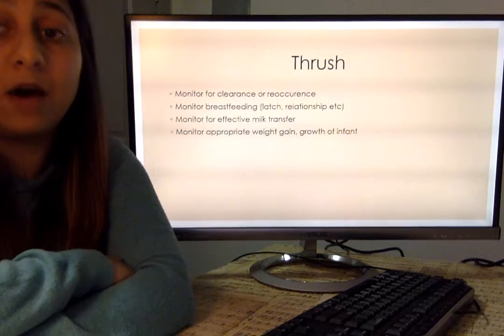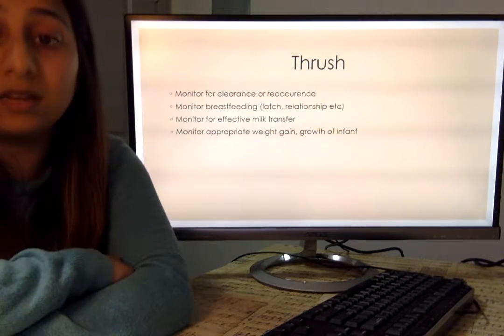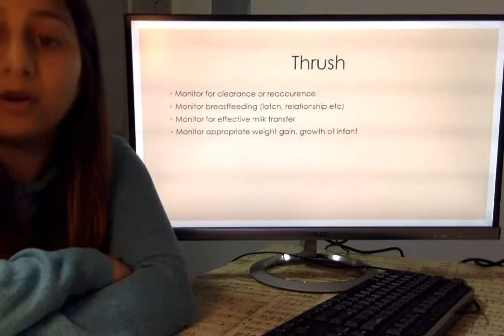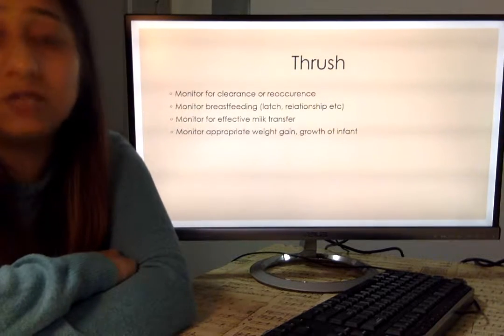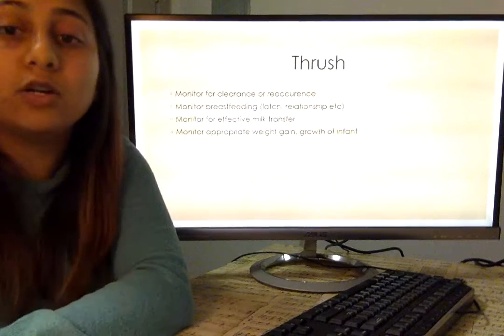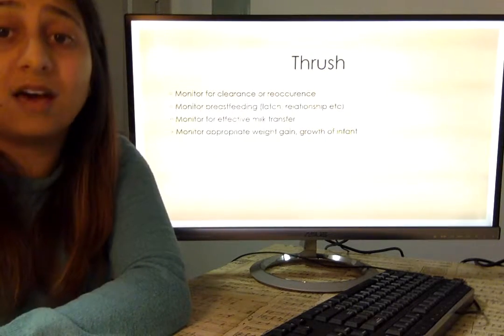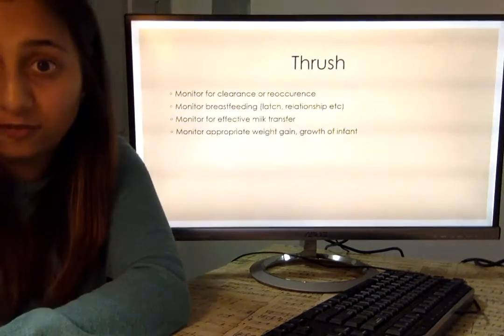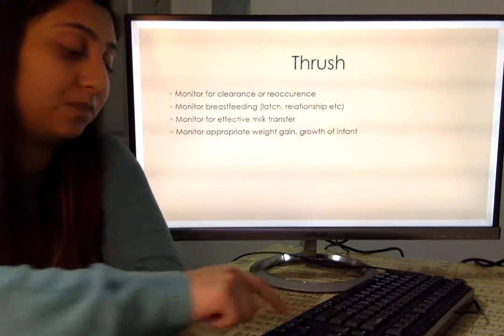Next, we're going to talk about monitoring. So monitor for clearance and reoccurrence of thrush, monitor the breastfeeding, such as latch and relationship, monitor for effective milk transfer, and monitor appropriate weight gain and growth of the infant, as well as output.